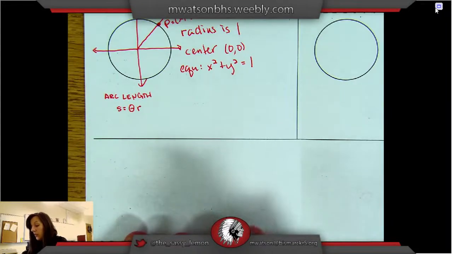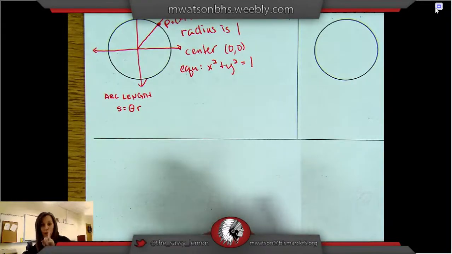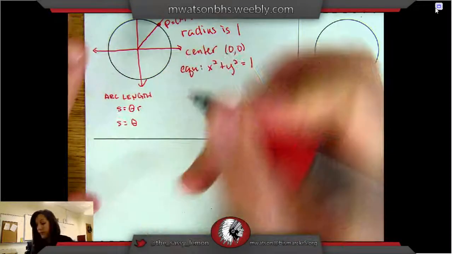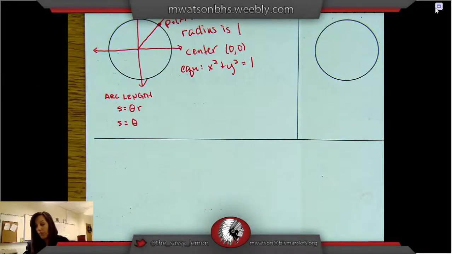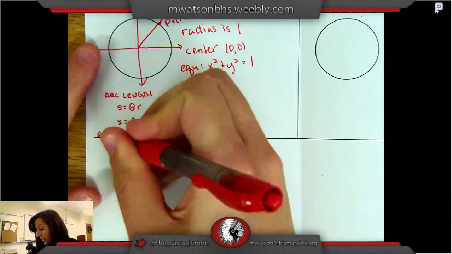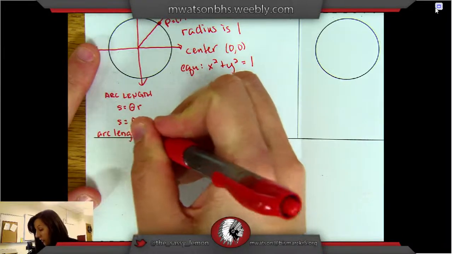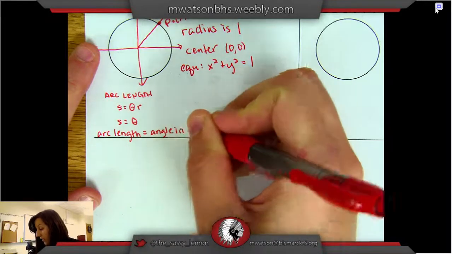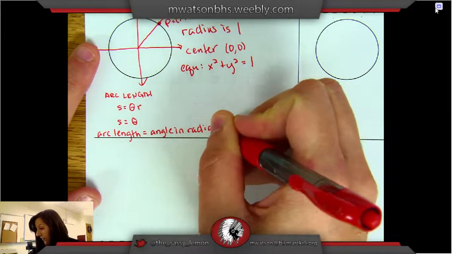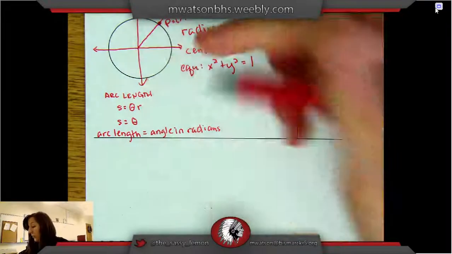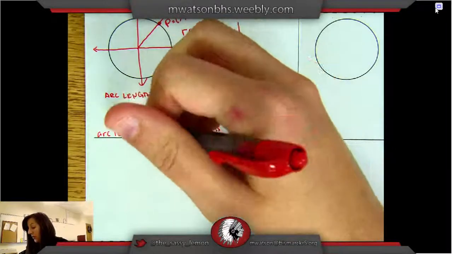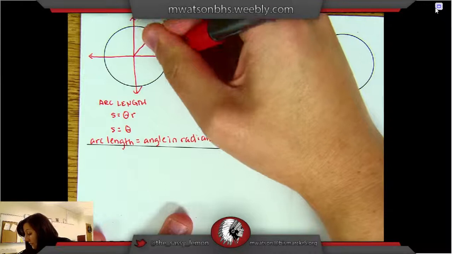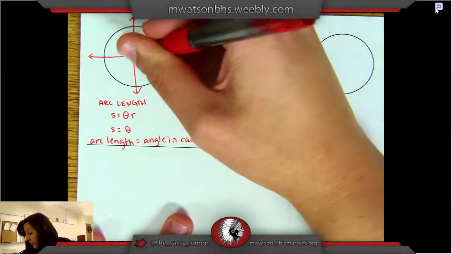Well, in the unit circle, r is always 1. So in the unit circle, S equals theta in radians. So arc length equals the angle in radians. There's my proof. All we did was use this formula and say, oh, well, the radius is 1, so arc length equals the angle in radians every time. So no matter what your arc length is out here, it's always going to be the same as the angle measure in here.